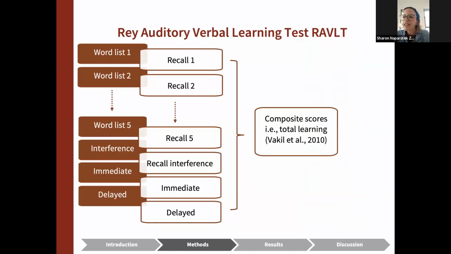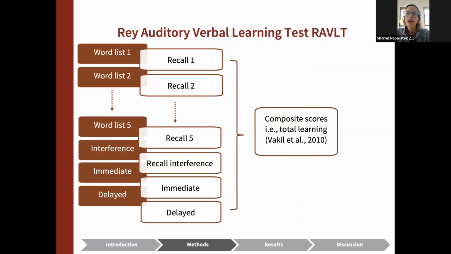In the next slide, you can see how the test is administered in the classical pencil and paper, in-person administration. The examinee is repeatedly presented with a list of words, and following each presentation is asked to recall as many words as they can recall. After 5 such repetitions, there's an interference trial followed by an immediate and delayed trial where participants are asked to recall the list without additional presentation.